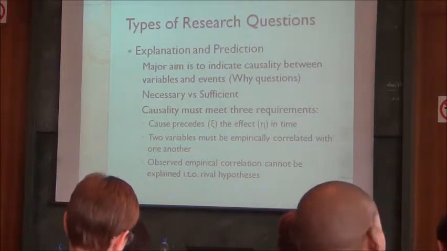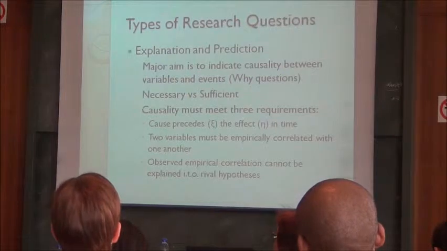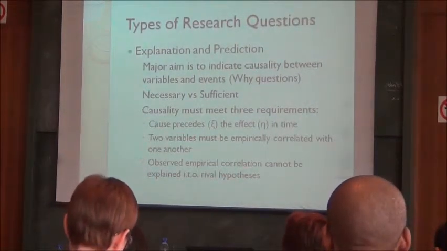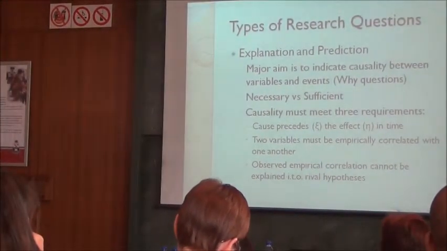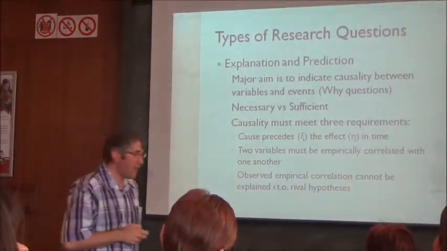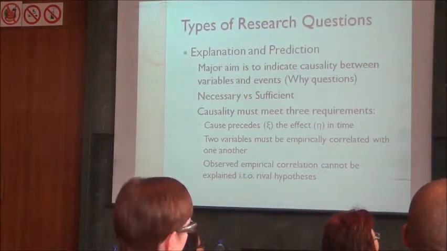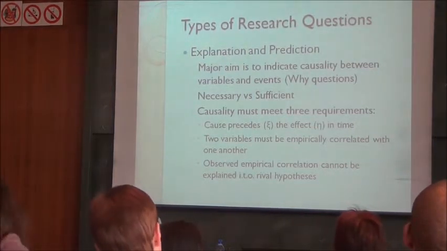They must be correlated. So you can't say this thing causes something else if there's no statistical correlation between them. And this correlation cannot be explained by rival hypotheses. If you ask me nicely, I'll explain some of those rival hypotheses later. But for now, let's stick to that.